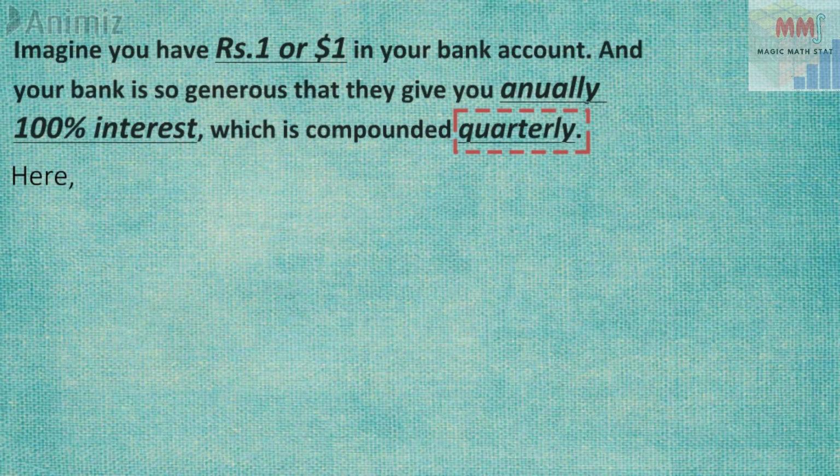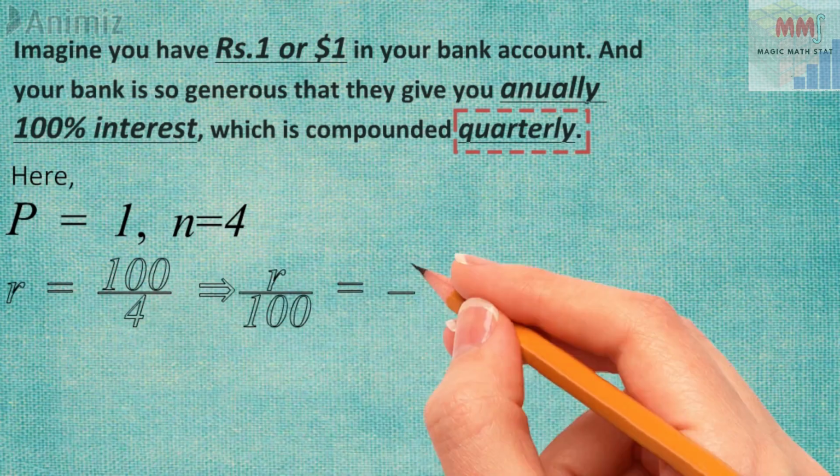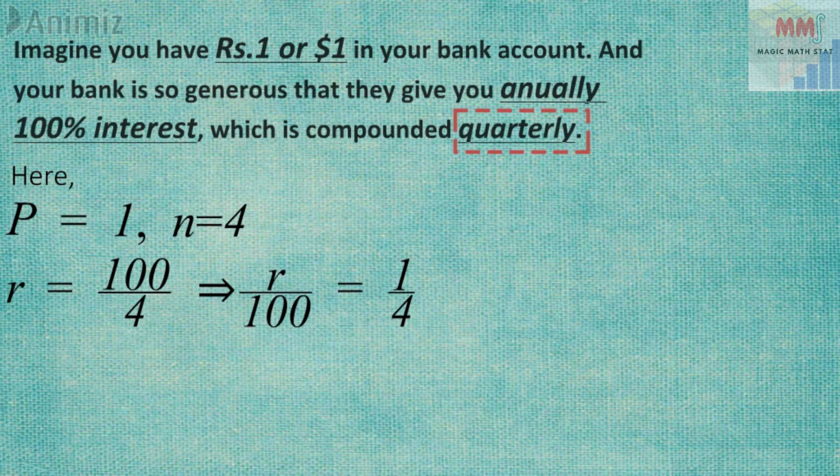So P equals 1, now n equals 4, and the R also changes. The interest will be 1/4 of that annual interest, which is 100 by 4, and that gives us R by 100 equals 1 by 4. Now let's put that in the formula and calculate the total amount after 1 year.